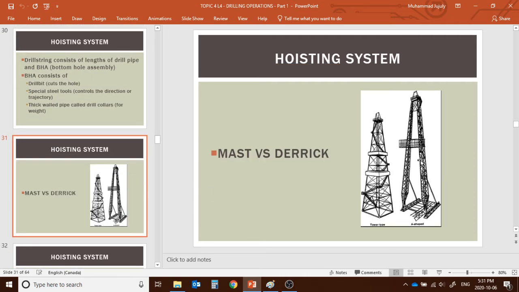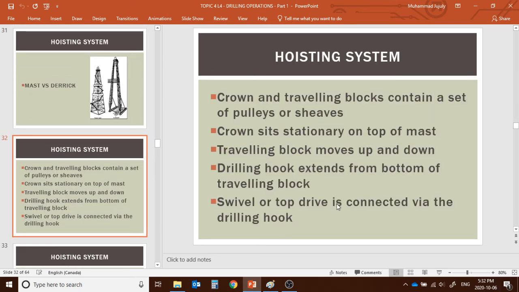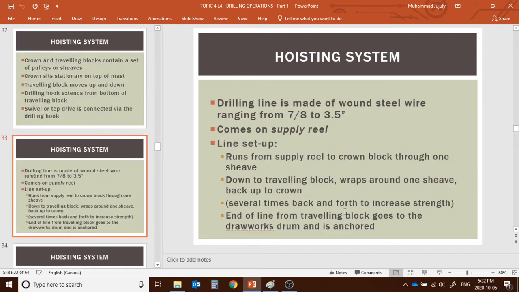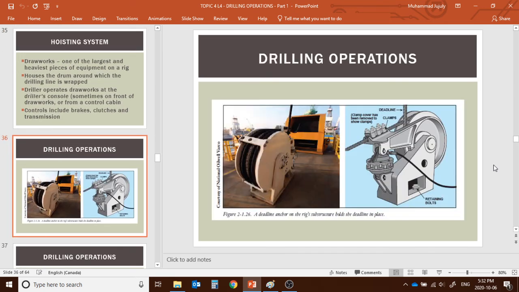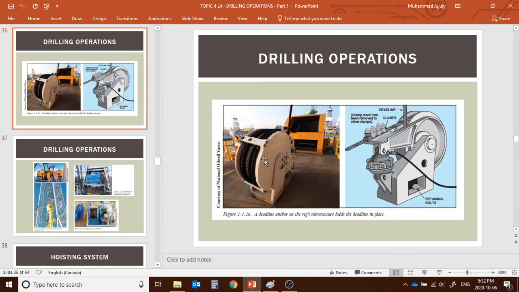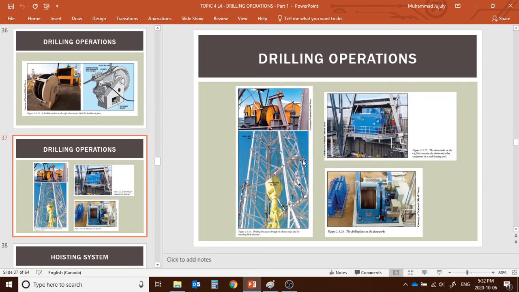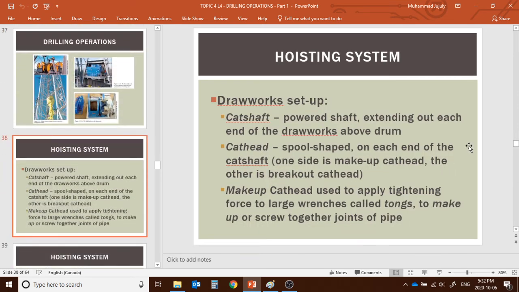This is the derrick versus the mast. These are two different types of hoisting structures we use. These are the things we have discussed. What are the functions of the crown block, the traveling block, and the drilling hook? Please go through the slides and you will get more ideas on how the hoisting system works. These are real field pictures of how it actually looks.